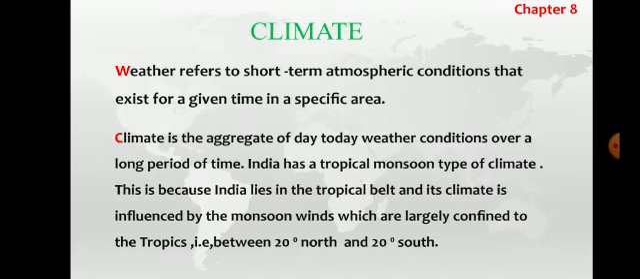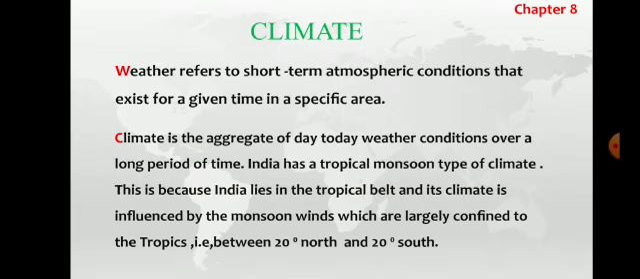Why is it called monsoon? Because India lies in the tropical belt and its climate is influenced by monsoon winds. And it is called tropical because it lies in the tropics between 20° north and 20° south. Even though India has a tropical monsoon type climate, you can see many variations here.